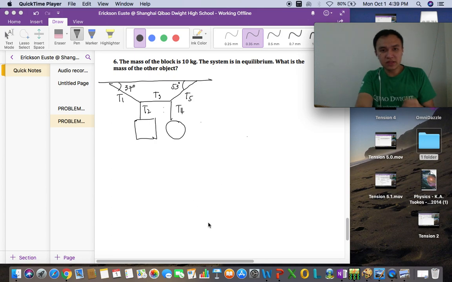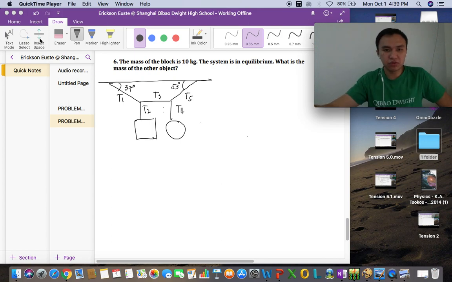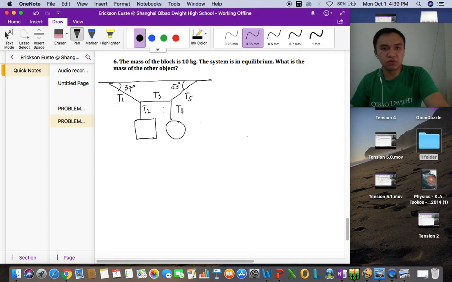So with that, we can have this. The mass of the block is 10 kilograms. The system is in equilibrium. What is the mass of the other object? So the block is 10 kilograms. So this is 10 kilograms. Let me just pull up my tools. Okay.